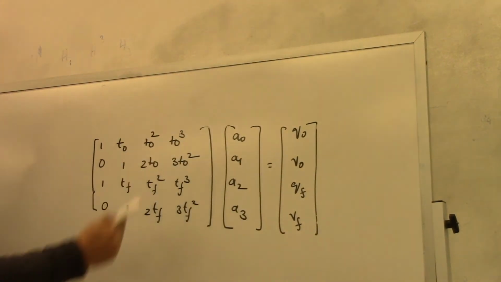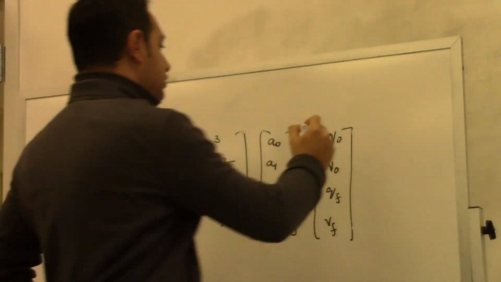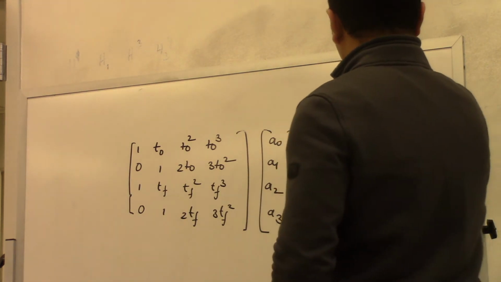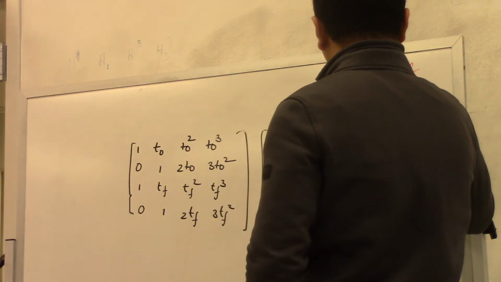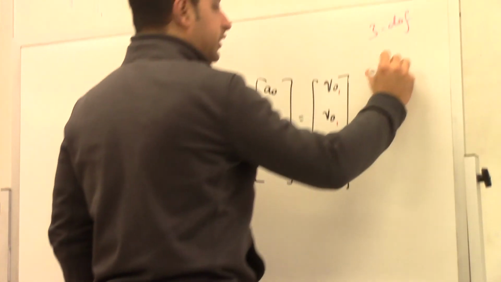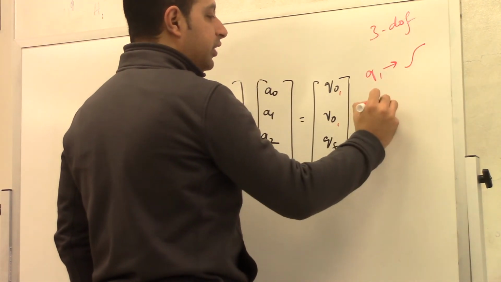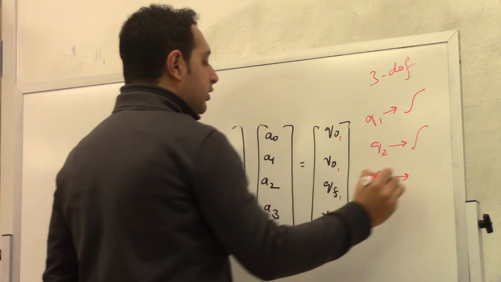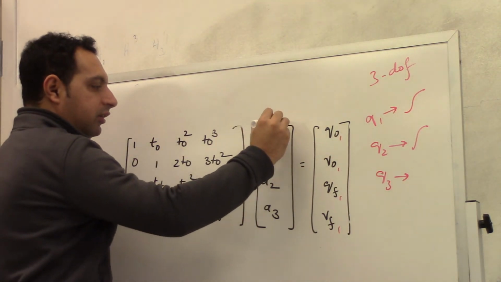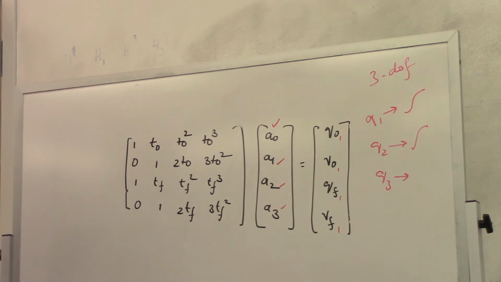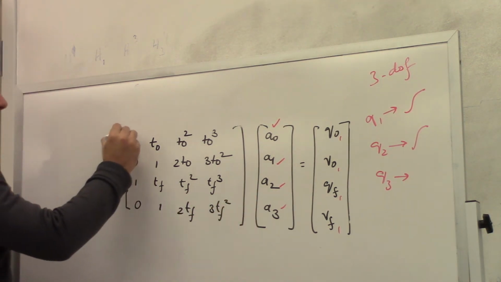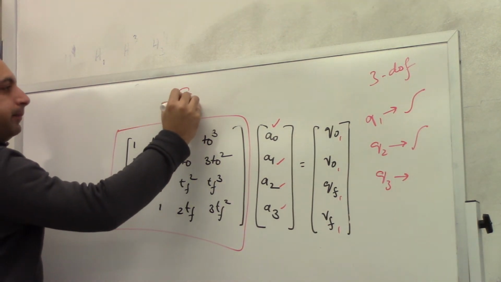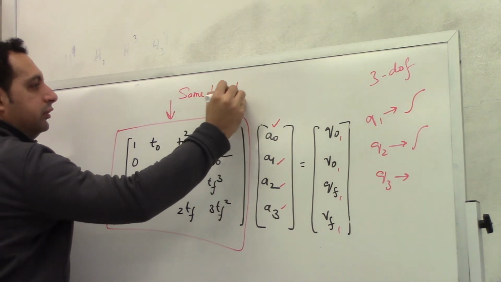When I'm using the first joint, all of this will be 1, 1, 1, 1, right? Because every joint, let's say I have a 3DOF manipulator. For Q1, the first joint, I'll have its own set of coefficients and a trajectory. Q2 will have its own trajectory, therefore it has its own set of coefficients. Same thing with Q3. So for each of the joints, you have to find A0, A1, A2, A3 that define the trajectory. This matrix remains the same because your start time and stop time are the same for all the joints.